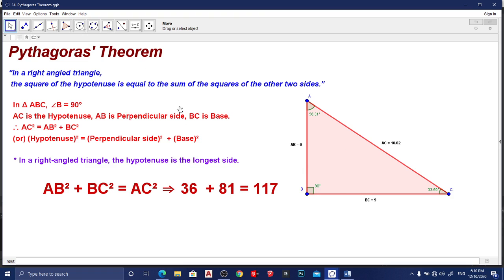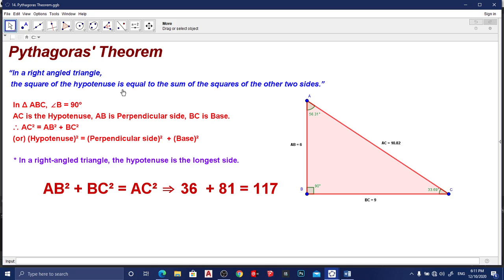Basically, this Pythagoras theorem explains the properties of the right angle triangle only, not the remaining triangles. That's why if you observe the definition of the Pythagoras theorem, it starts with the words "in a right angled triangle". So this theorem belongs to the right angle triangle only. In a right angle triangle, the square of the hypotenuse is equal to the sum of the squares of the other two sides.